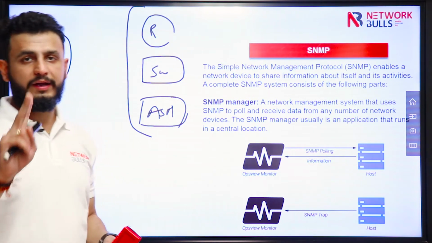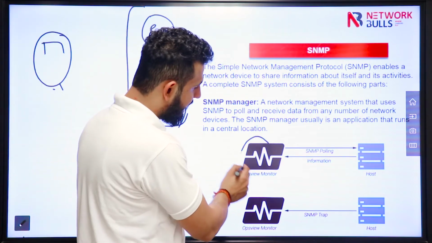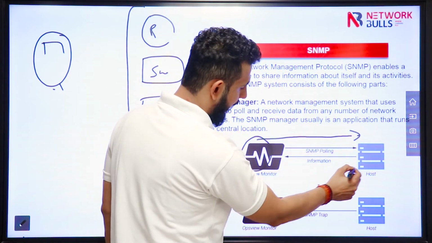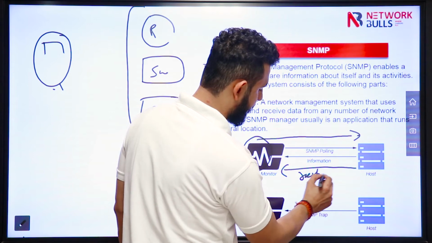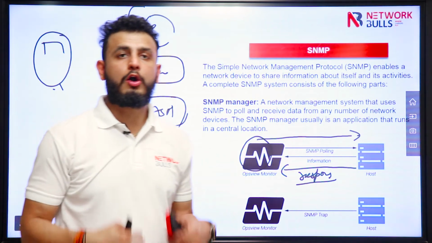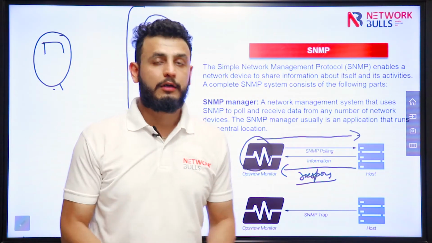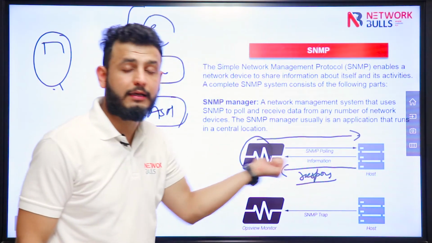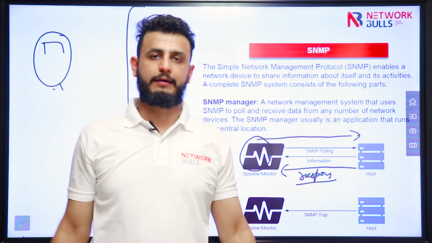So there can be two ways. First way is my manager is sending a query and agent is giving me the response. For example, I want to know what is CPU utilization of the box. So I will send a query to the box, to the agent, and agent will give back me the reply that yes, CPU utilization is 4%.